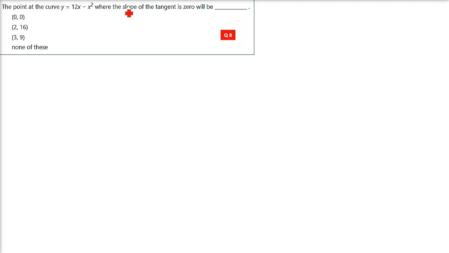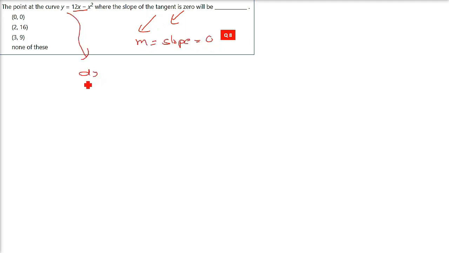The point on the curve y equals 12x minus x square, where the slope of the tangent is 0, will be. So it's very clear. Slope of the tangent is 0, so dy by dx is 0. You can just call it like that. dy by dx is equal to 0, so you don't have to worry about anything. m or slope or dy by dx is 0.